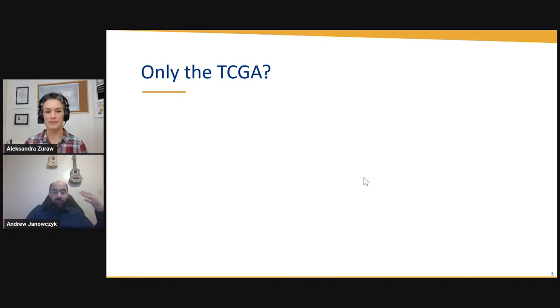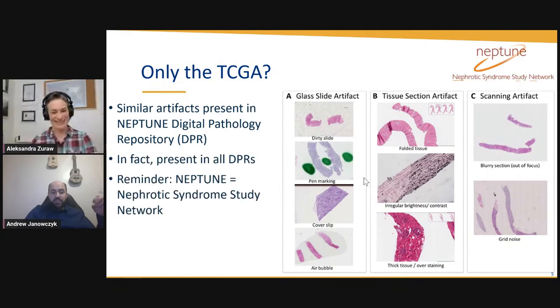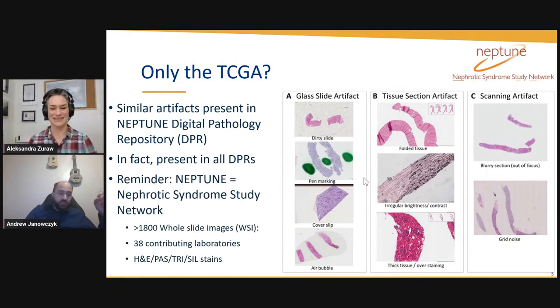So a fair question would be, I pulled out the TCGA, and you can say, well, is that only for the TCGA? So we conducted a similar study with the Neptune Consortium. This is a large multi-site consortium, with 38 contributing sites, that we're involved in the kidney disease domain. And it turns out they have similar problems. It's really any large scale digital pathology repository that I've seen in my life that has this issue, right? All clinical laboratories that I know have some type of quality control issue. Maybe it's not a big issue, but I mean this in the sense that no one's producing 100% perfect slides all the time, right? And there's a good reason for this.